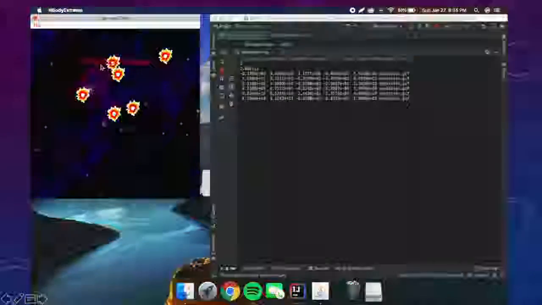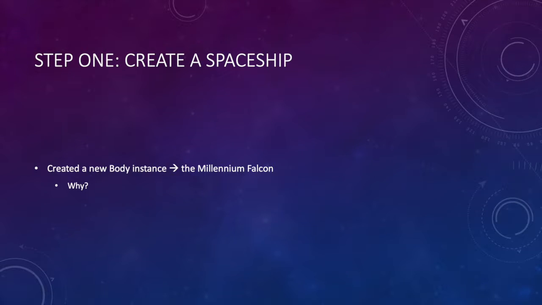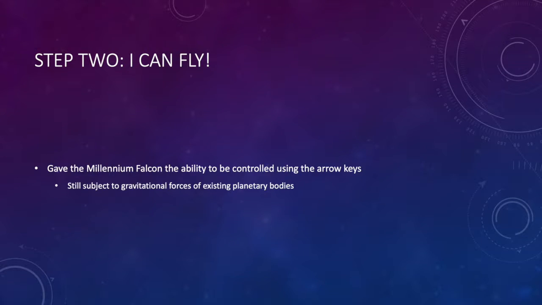So step one, I created a spaceship. I created a new body instance because the Millennium Falcon in this case shares similar qualities to many of the planets that we created earlier, such as an X and Y position, X and Y velocity, mass, and an image file. Then I gave the Millennium Falcon the ability to be controlled using the arrow keys, while still being subject to the gravitational forces of the existing bodies.